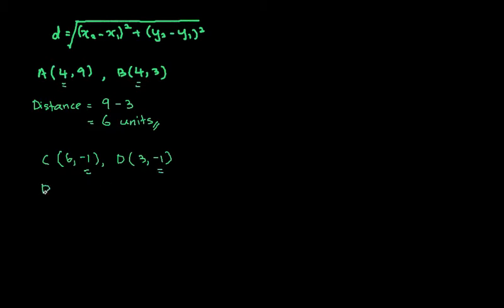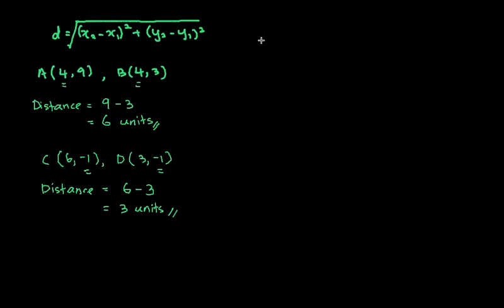So if you want to find the distance between point C and D, you don't have to use a formula. Just simply find the difference between their x coordinates, 6 minus 3. You will get the answer. The distance between point C and D is 3 units. It's very simple. Okay, so let's look at the third example.